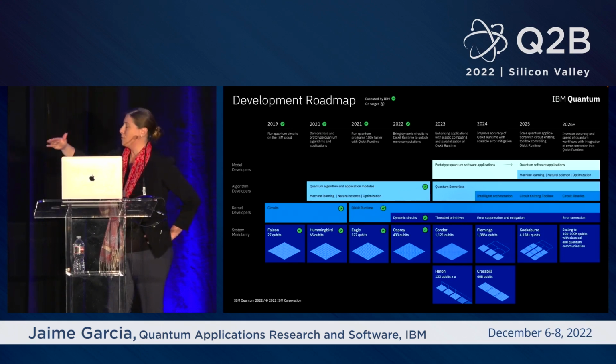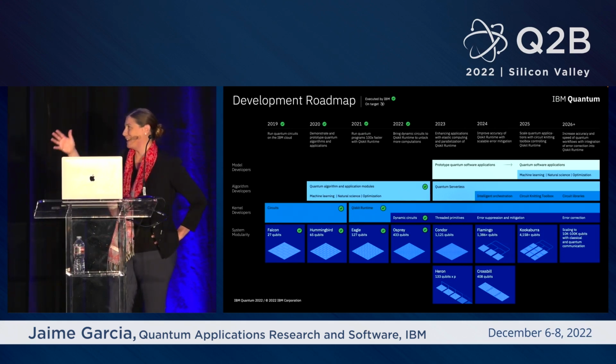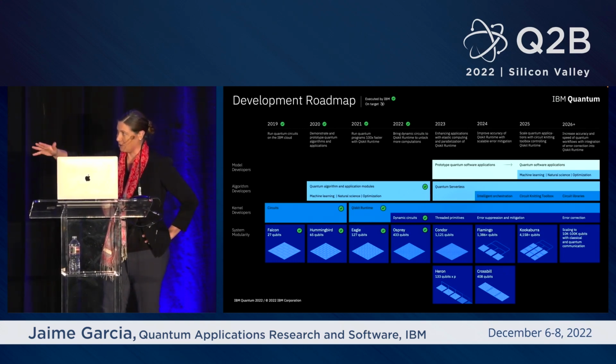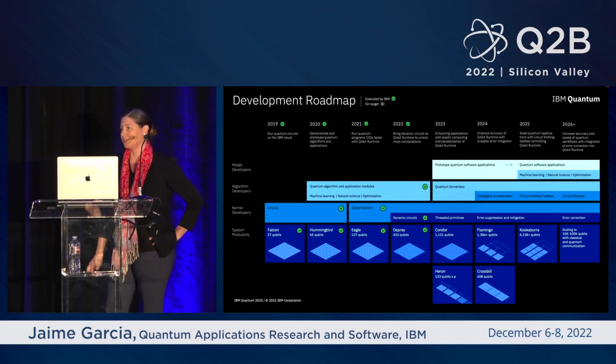So we've laid out this roadmap. It's ambitious, but it's not impossible. And even as we went up to the 433 qubits, we're developing the technology that will eventually be used in some of the larger devices.